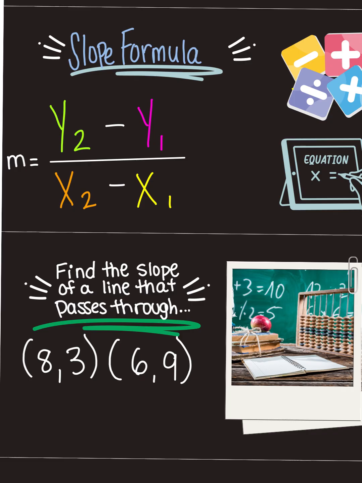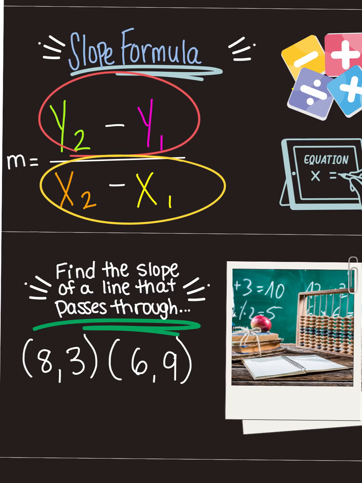Do you see how the y values are at the top? The y2 and the y1 are at the top of the fraction. Why do you think those are at the top? Because the line goes up and down. What does the up and down mean? A vertical line is up and down, but when we were finding the slope, what part of the slope is the up and down? The rise part. Isn't the rise the top part of the fraction? So the y's are the top part of the fraction, and the bottom part of the fraction, the x's, would be like the run.